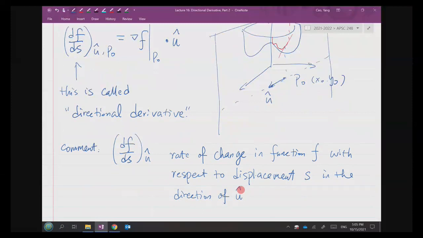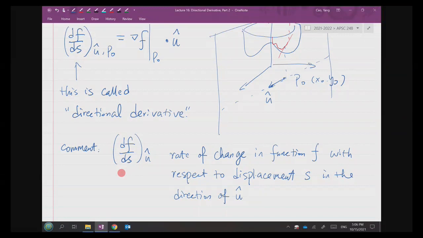You give a displacement in the direction u hat. So you're right here, and you go in the direction by a certain amount of displacement s. Then you look at how much change there is in the function value f, sometimes called the altitude change in the function f. That gives you this directional derivative, a slope concept. If there's a fast rate of increase, you have a positive directional slope. Otherwise, you may get a negative directional slope.